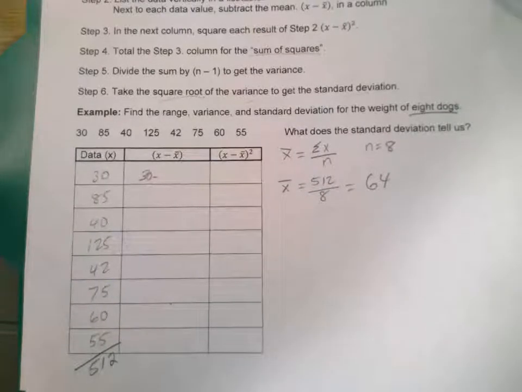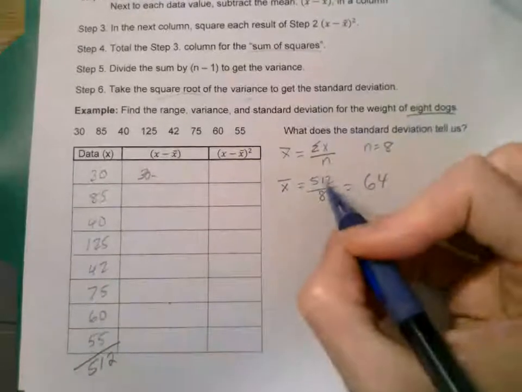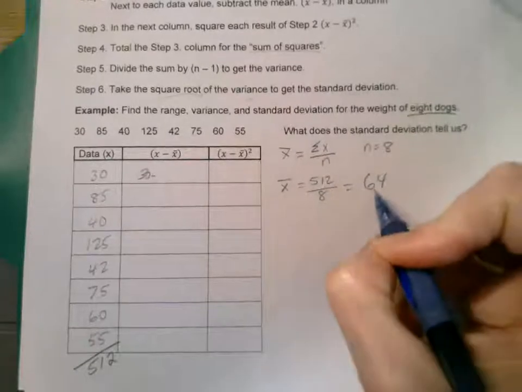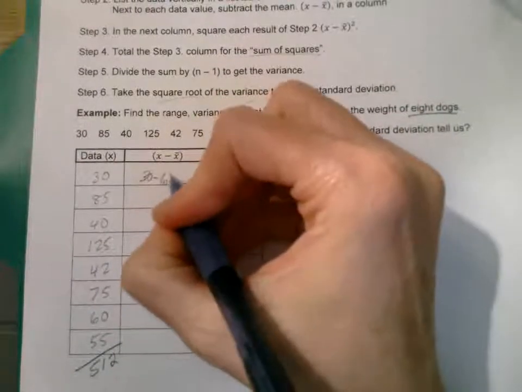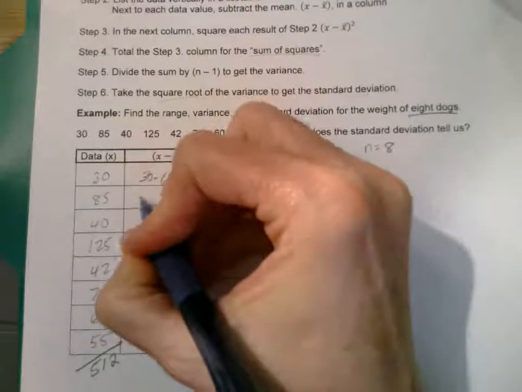Get in the habit of adding a string of numbers together accurately, because you can see how, I mean, even I'm double checking that 512 divided by 8 is 64, because we're about to use this a bunch of times. So if this number is wrong, it's really going to mess you up.